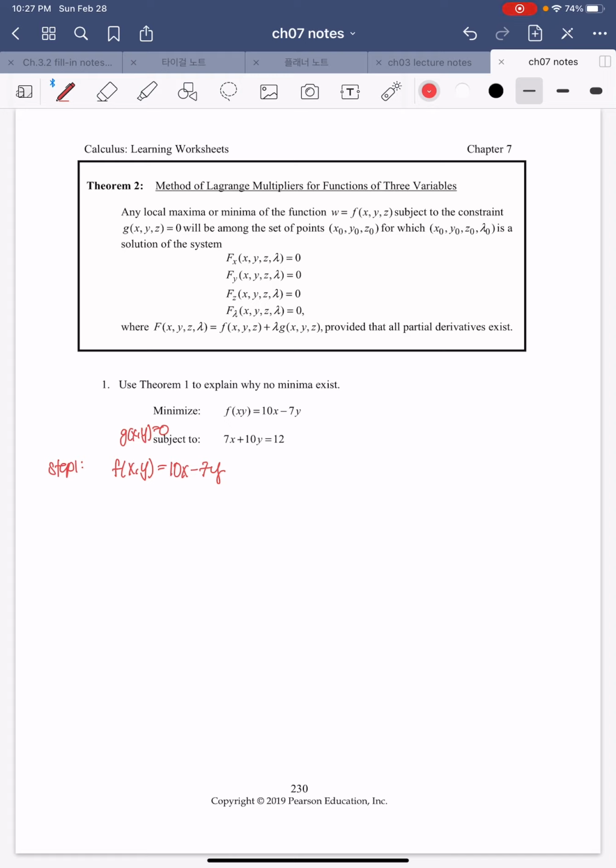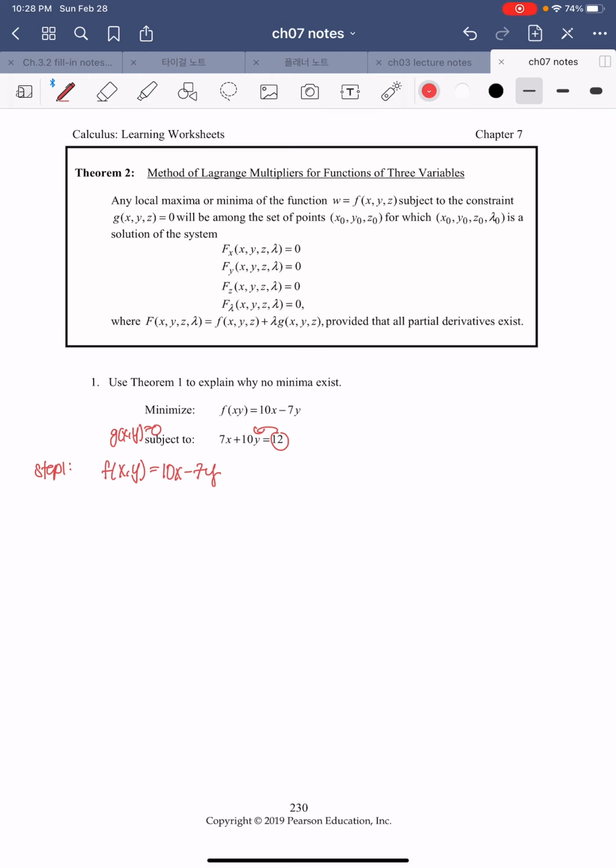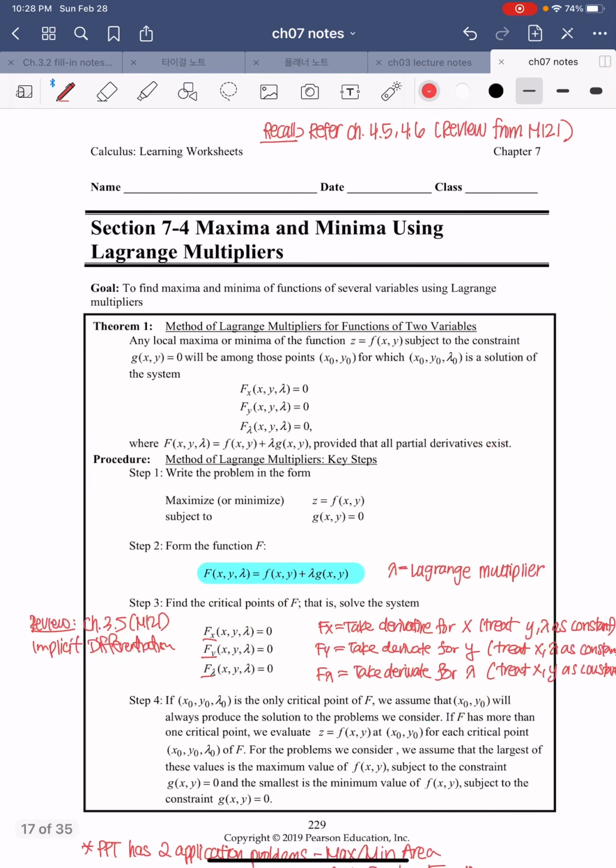Set that equal to 0. So in other words, I'm going to be subtracting 12 from the other side, so that will give me an expression equal to 0. Let me write it out. We want to minimize, and this is our subject function, which is 7x plus 10y minus 12 equal to 0, because remember, I want to set it equal to 0. So step 1 is done.